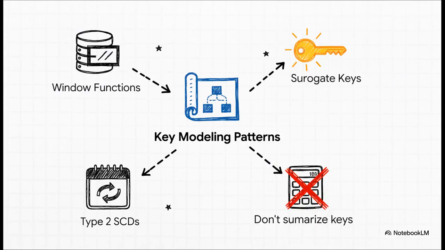So, here's the pattern we've decoded. Notice how these core ideas just keep repeating? The exam is practically shouting at you. Use surrogate keys, never summarize them. Use Type 2 slowly changing dimensions to keep track of history, and get comfortable with powerful T-SQL window functions for those tricky calculations. If you can master these patterns, you've honestly cracked a huge chunk of the modeling questions right there.